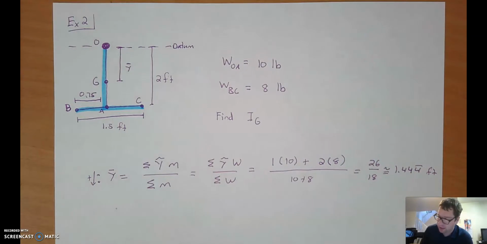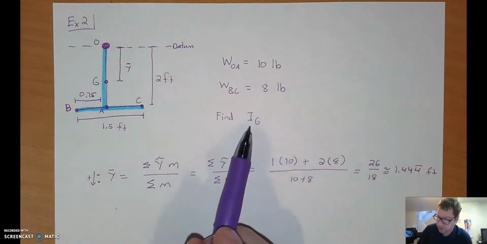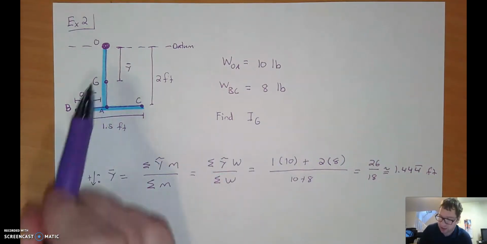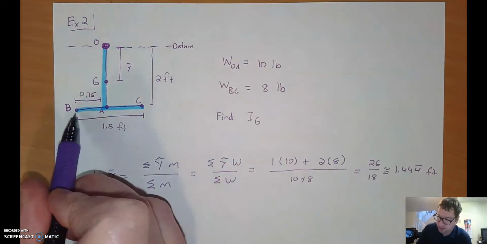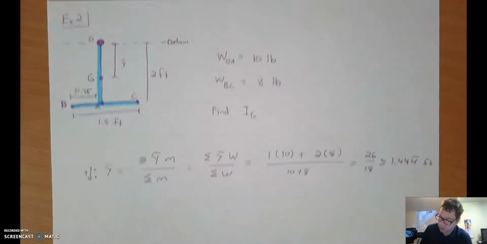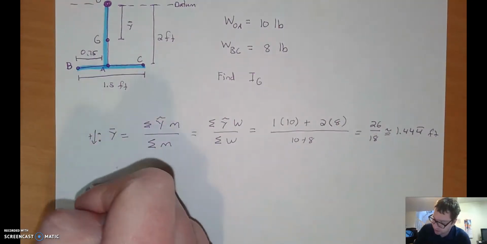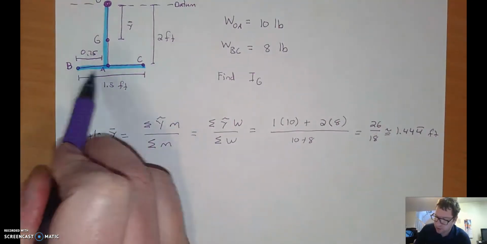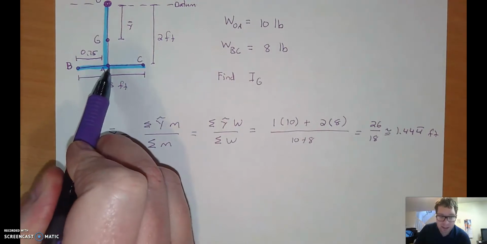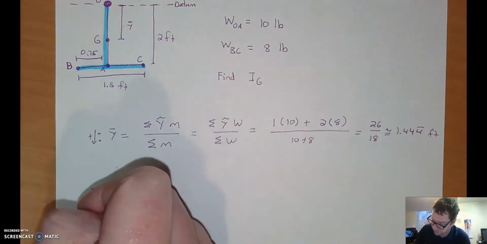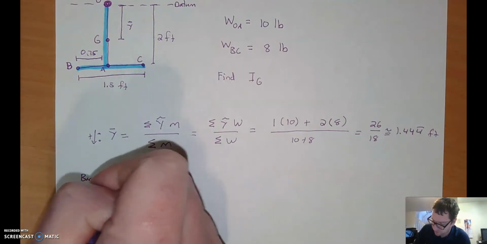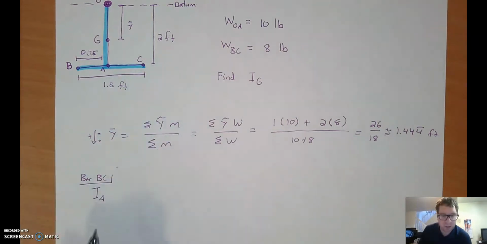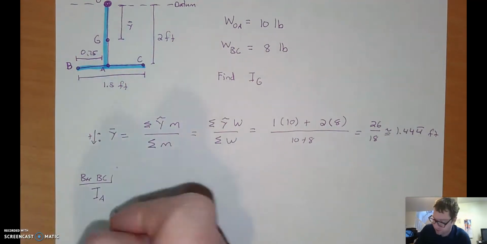So now we need to find IG, the mass moment of inertia about that center of gravity. So let's do that for each of these bars. I'm going to start with bar BC. And we're going to start off by finding it about the center here at A. So we're looking at just bar BC, and we're going to find I about point A here.